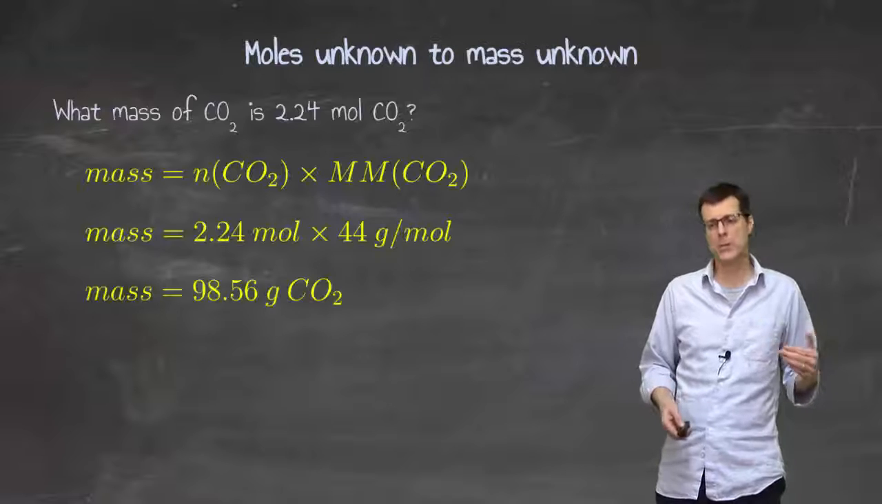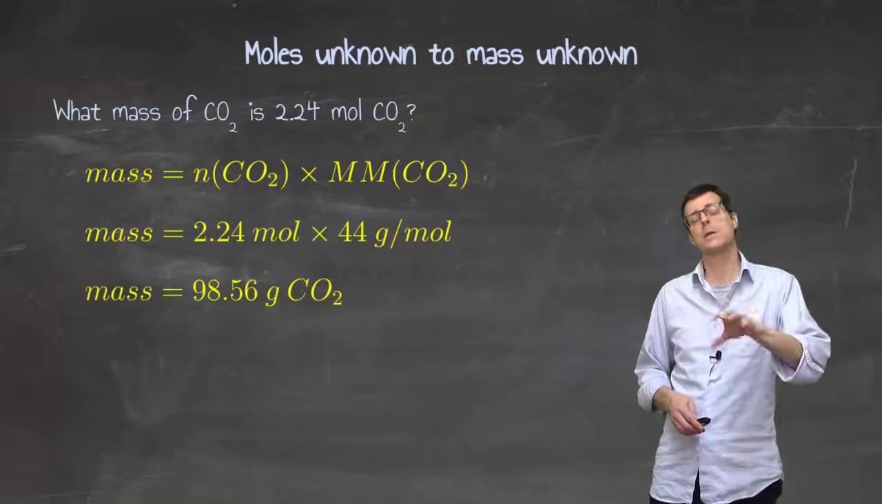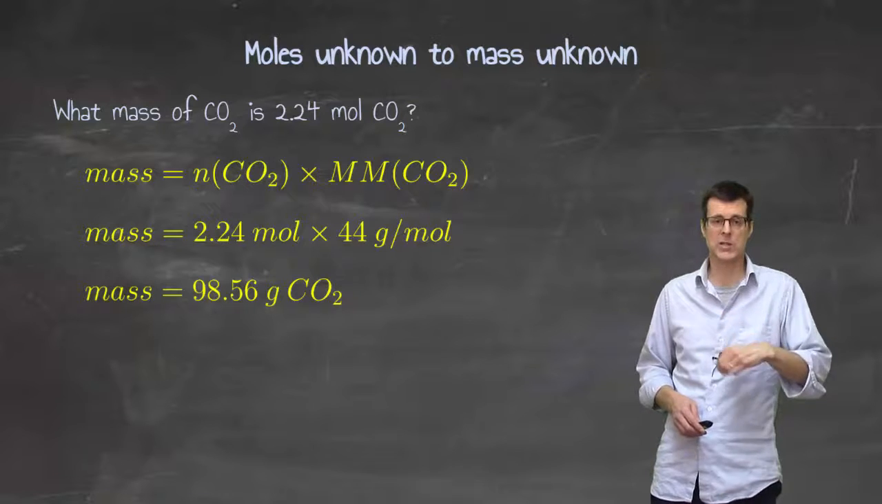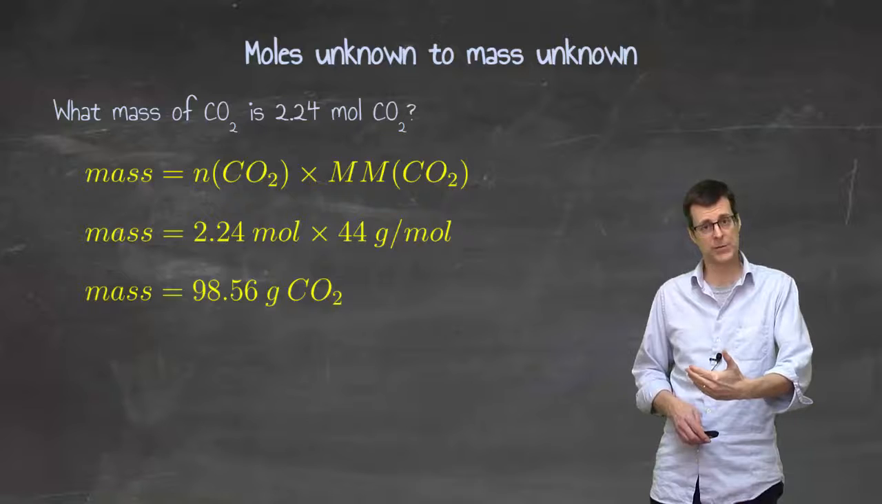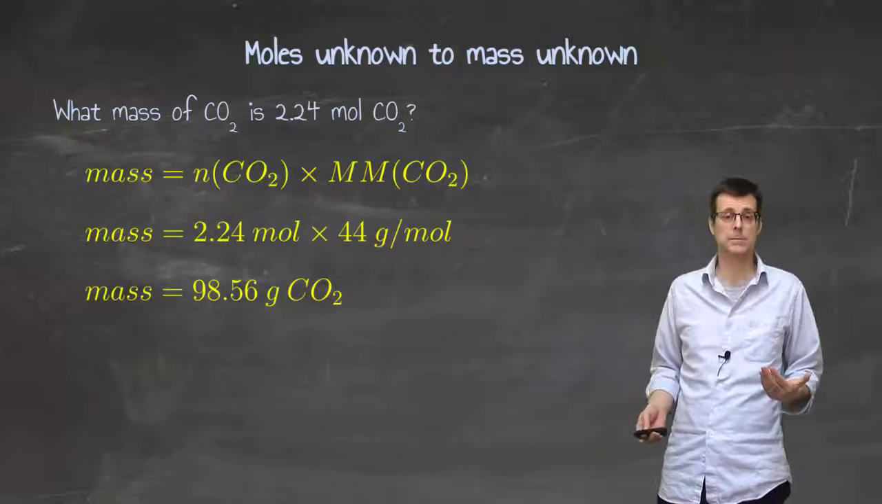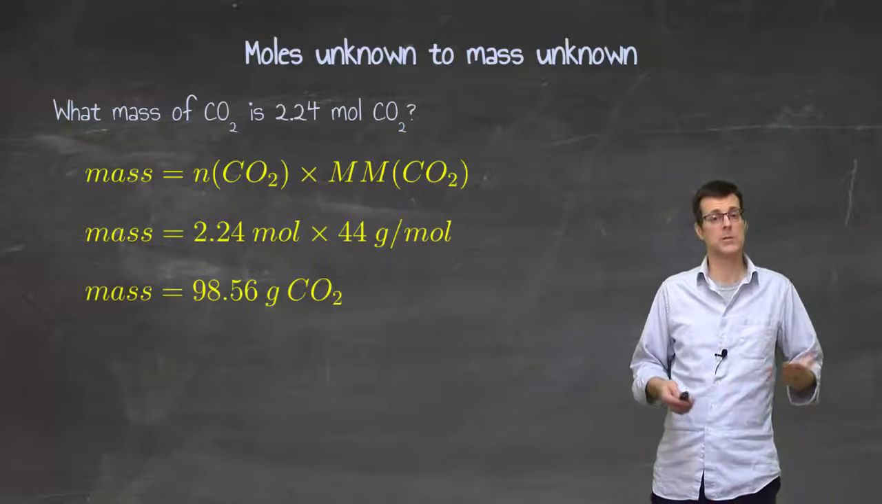And if I go all the way back to the question, which said what mass of carbon dioxide would be produced if, this is the answer. I would produce 98.56 grams of carbon dioxide.